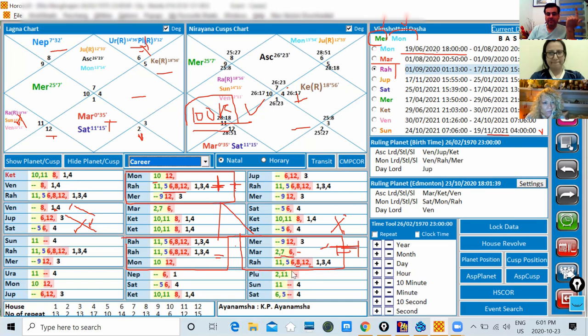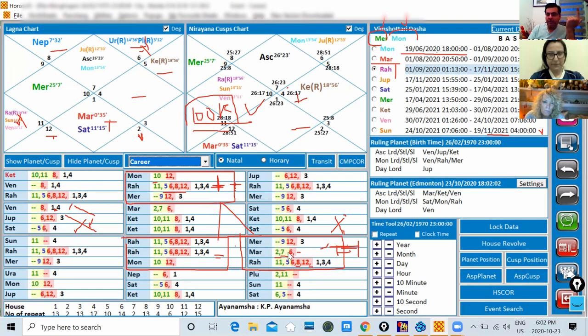Right? Mercury has more reds than green. So it's making it neutral because ultimately these reds will also join the greens. 6, 8, 12 here is showing red. 6 is joining 11 also, which this software is not showing, right? So understand, make it in your head that 6 will join 11 also. So this will also be a green.